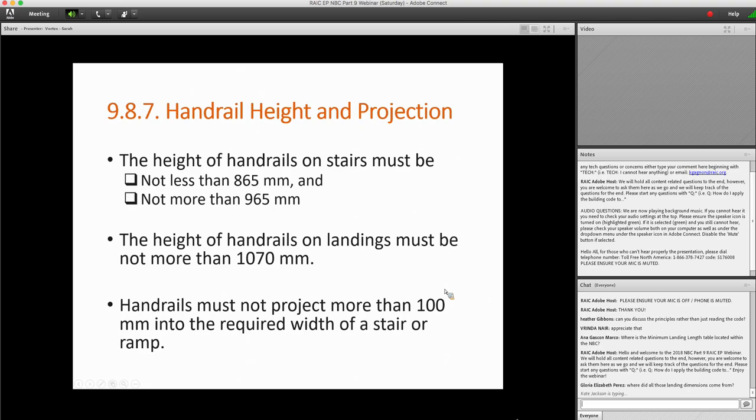The height of handrails also has specific requirements. They cannot be less than 865 and not more than 965 millimeters above the stairs. The handrails on landings must be not more than 1070 millimeters. Handrails are not permitted to project more than 100 millimeters into the required width of a stair or ramp.